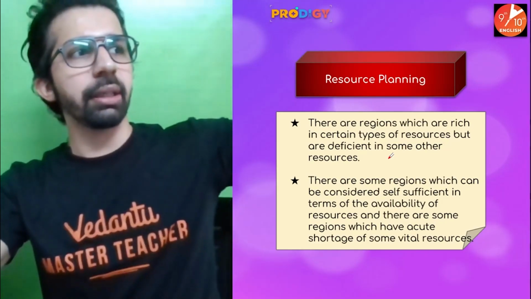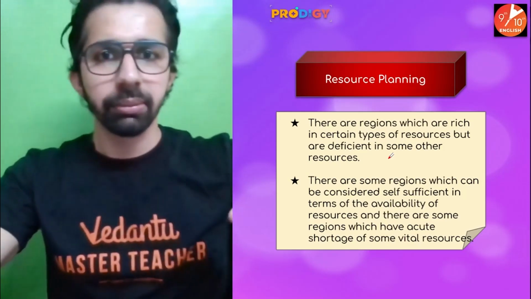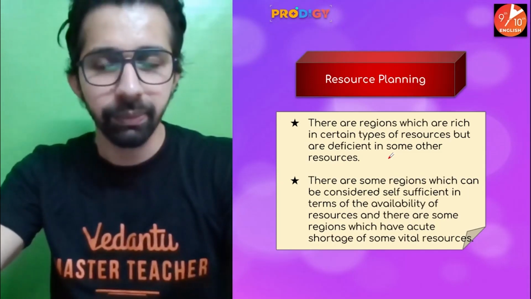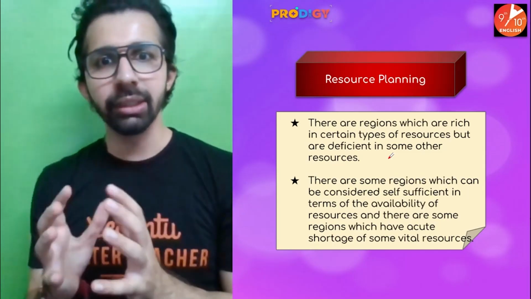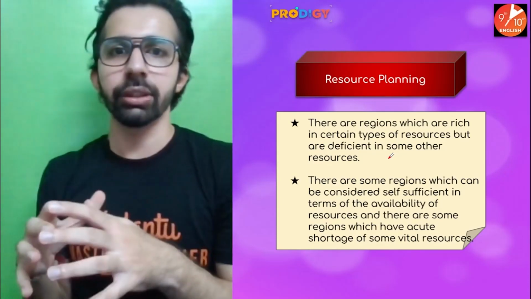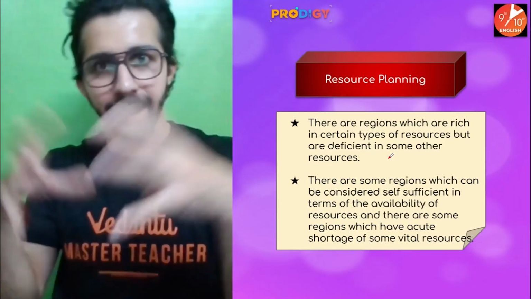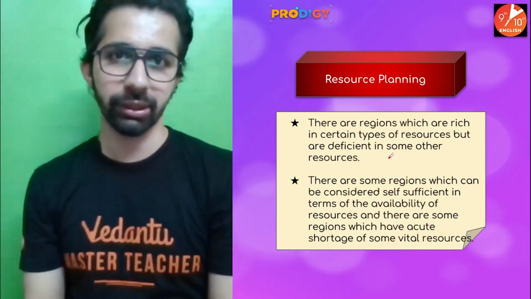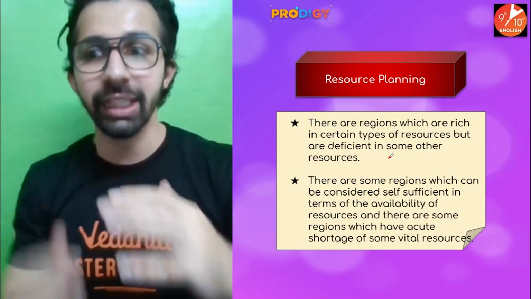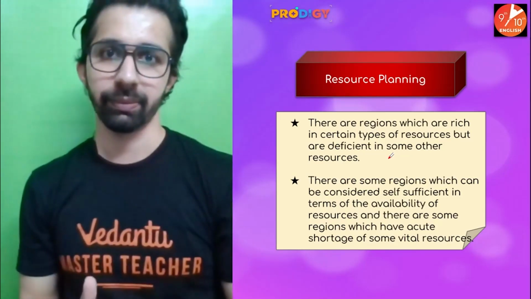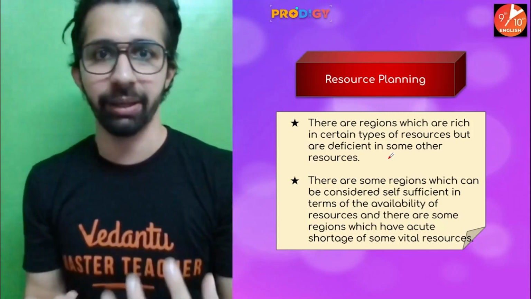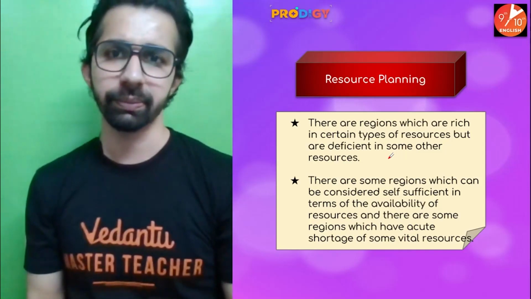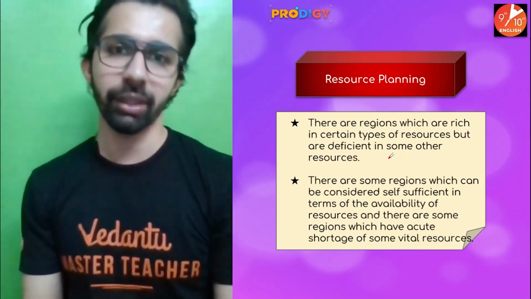There are a few areas, like Rajasthan, which is rich in solar energy and wind energy, but again, it lacks technology. Are you understanding? Some regions are rich in resources but lack technology. Other regions are rich in technology but lack resources. So it is very, very important that we plan these resources because resources are not evenly distributed. हर जगह पे same distribution नहीं है. Resources are unevenly distributed. So for that, planning is very, very important.